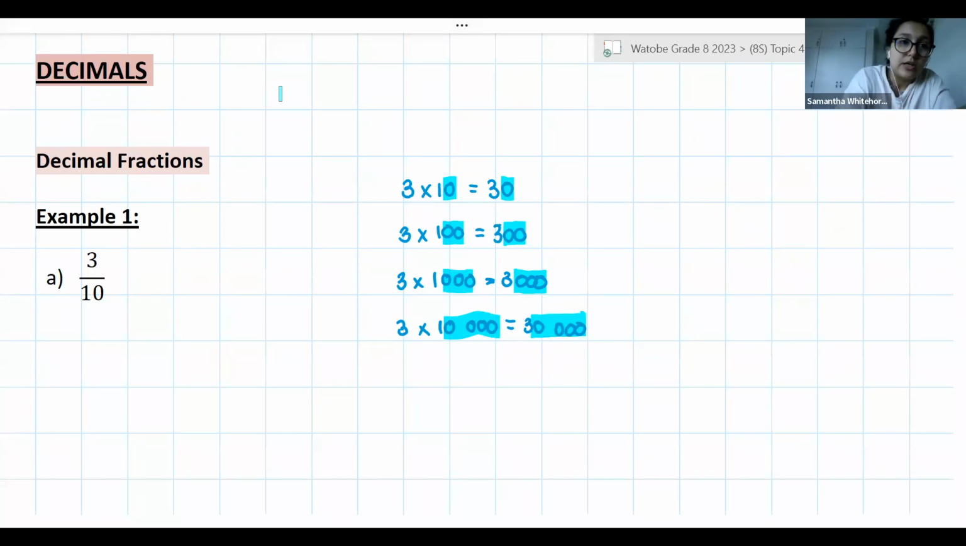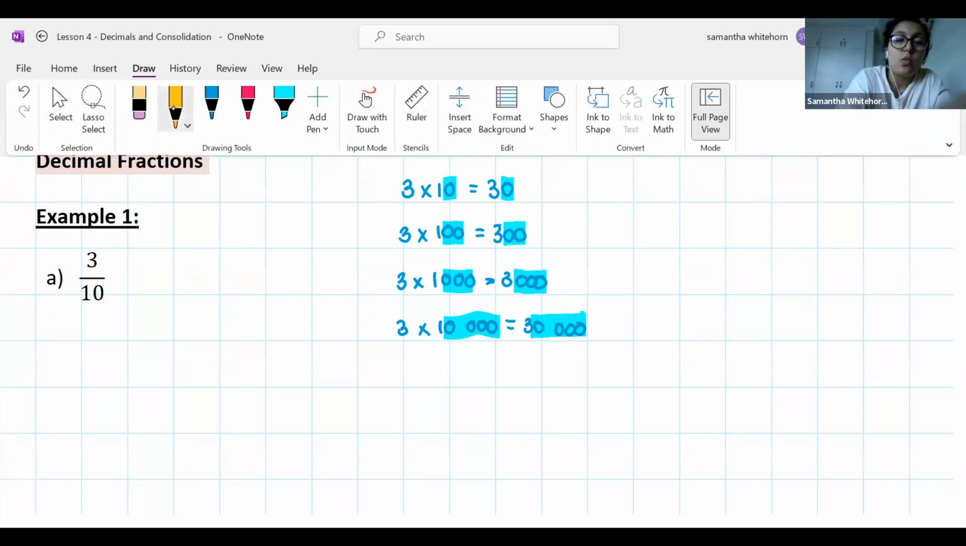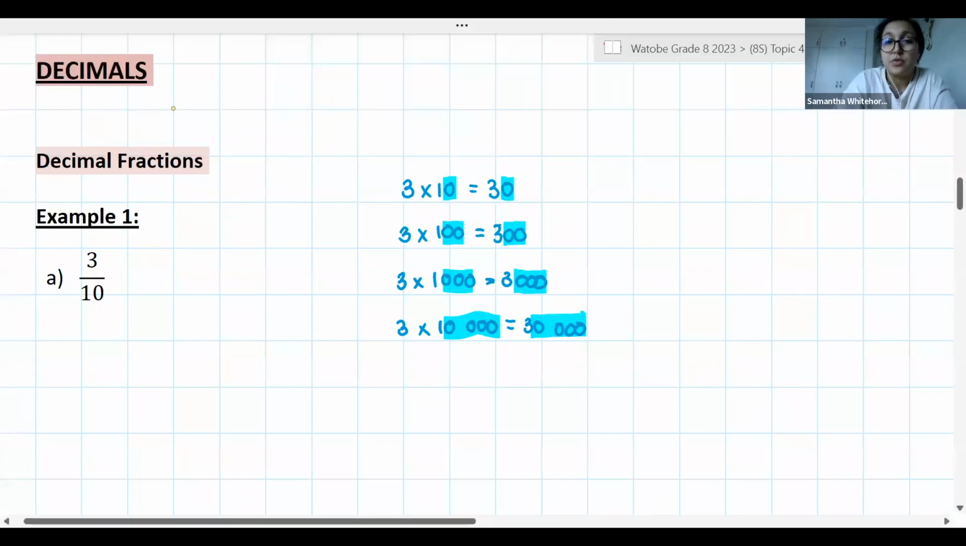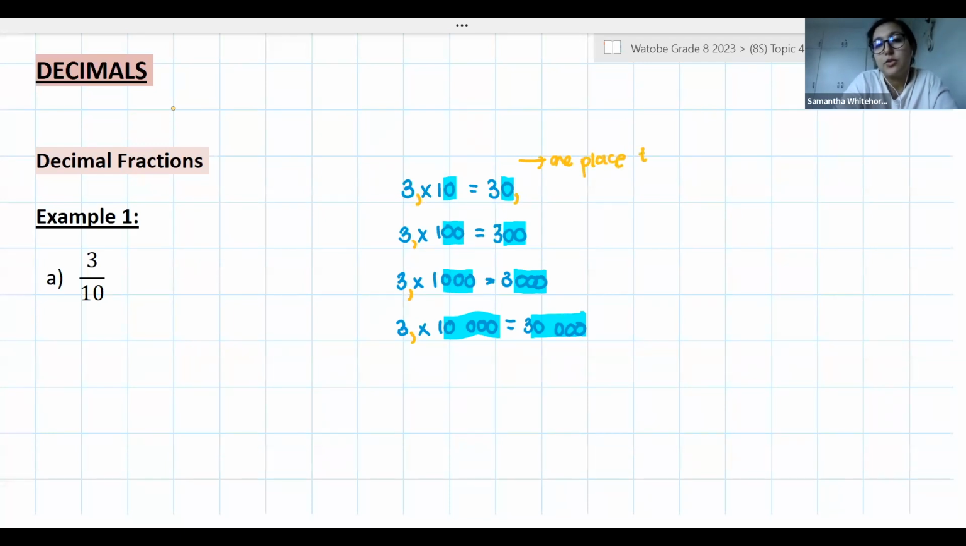Now, another way to look at this is in terms of a decimal. Any whole number that I have, so this 3, the decimal or the comma is always straight after that number. And so what I see happening here, when I multiply by 10, my decimal has moved from just straight after the 3 to now be after the 0. It's moved 1 unit or 1 place to the right. I'm just going to use R for right.